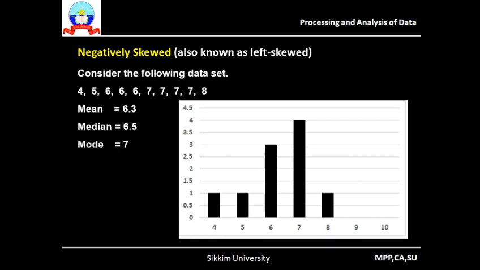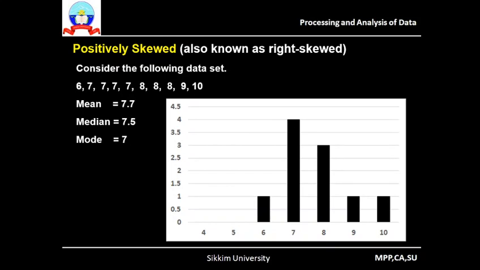Now let us try to understand negatively skewed distribution or left skewed distribution with the help of an example. Consider the following data set: 4, 5, 6, 6, 6, 7, 7, 7, 7, 8. So here mean is 6.3, median is 6.5 and mode is 7. So in case of negatively skewed distribution, mean is less than median, which is less than mode.